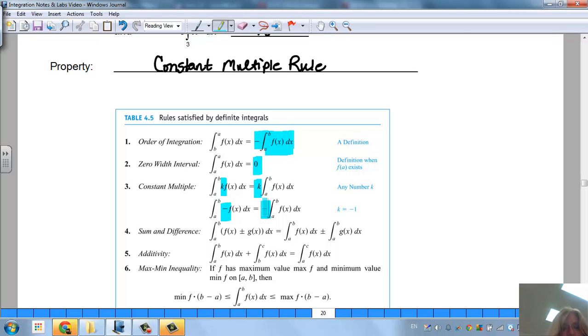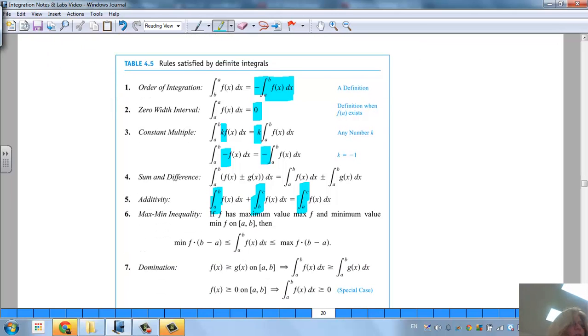That works too. You have sum and difference, where if you have the same interval here, you can either add or subtract them. We talked about that. We did additivity, where you had from A to B, and then we got B to C of the same thing. We can add them all up from here. And then we did max and min.